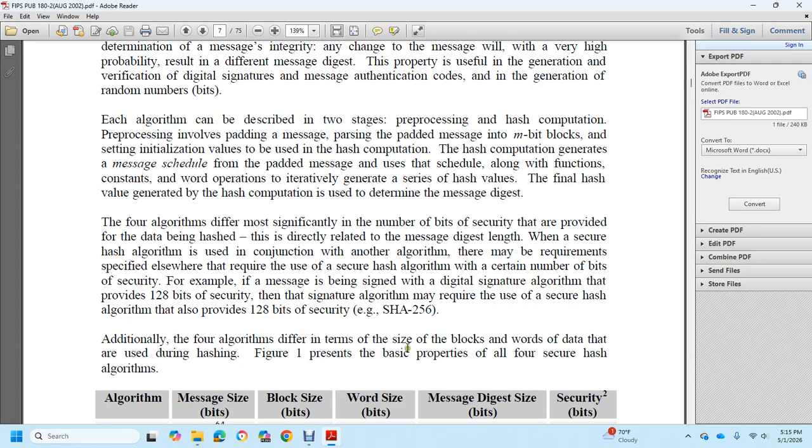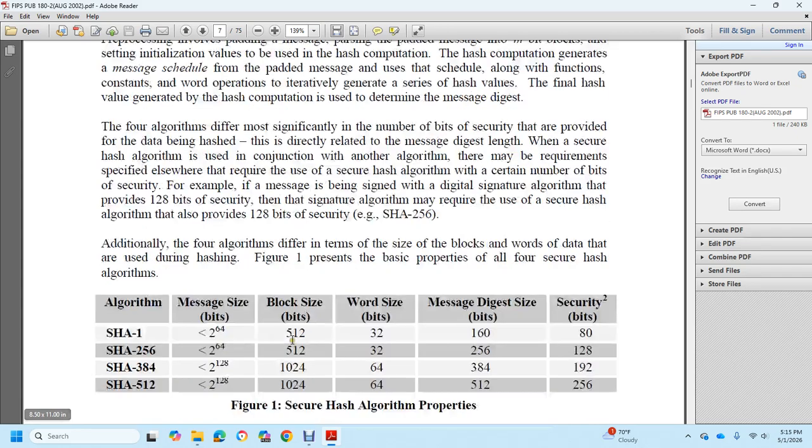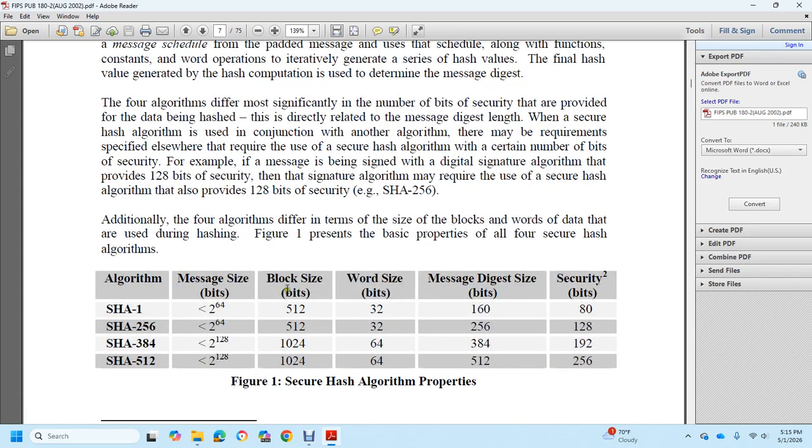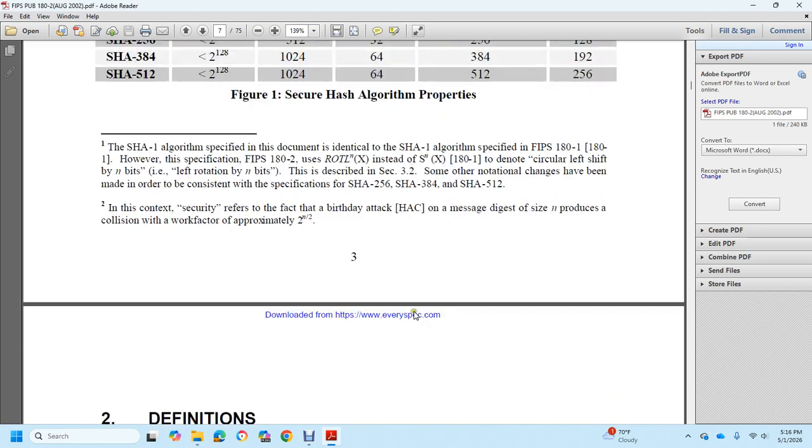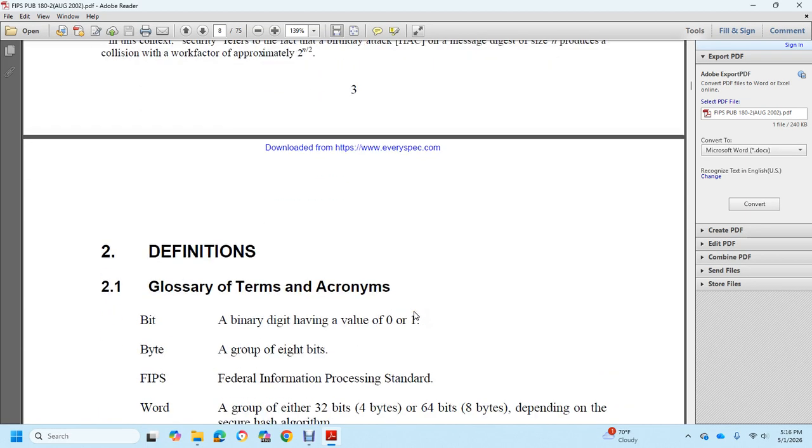Figure 1 presents the basic properties of all four secure hash algorithms. We have message size in bits, block size in bits, word size in bits, message digest size in bits, and security in bits. And then we go into two definitions.